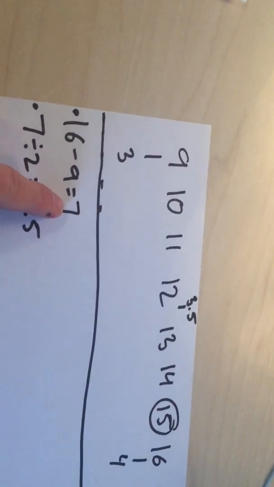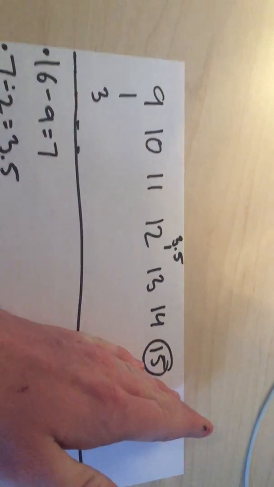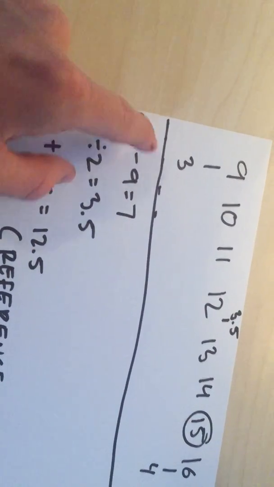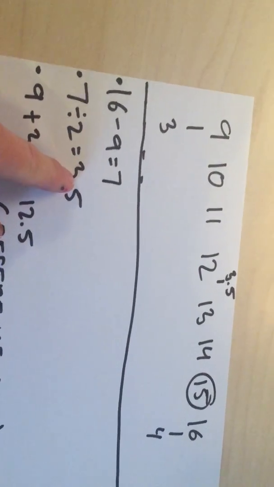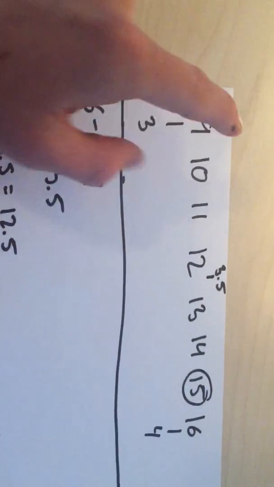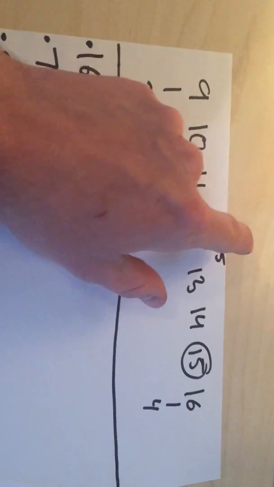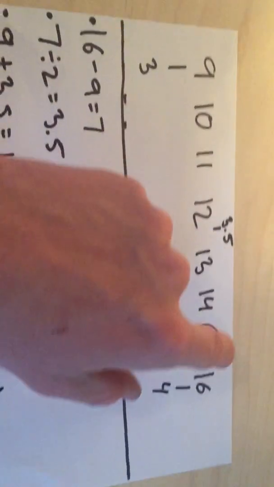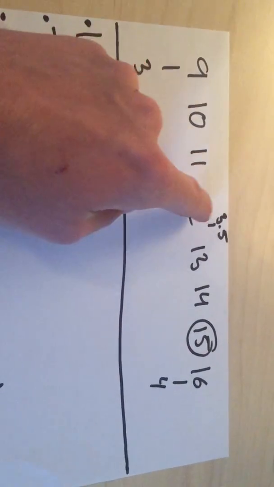The next thing you want to do is find the halfway point in between your 2 perfect squares. So 7, which we got from doing 16 minus 9, divided by 2 is 3.5. Then, starting from your smaller perfect square, you go up 3.5. And that will get you the halfway point between your 2 perfect squares. But this also serves as a reference point.